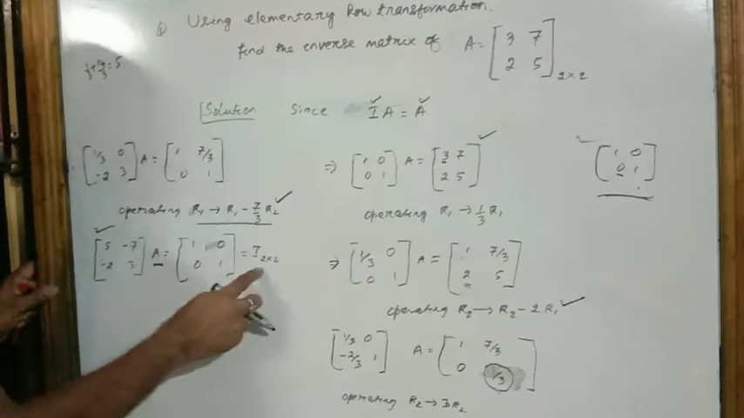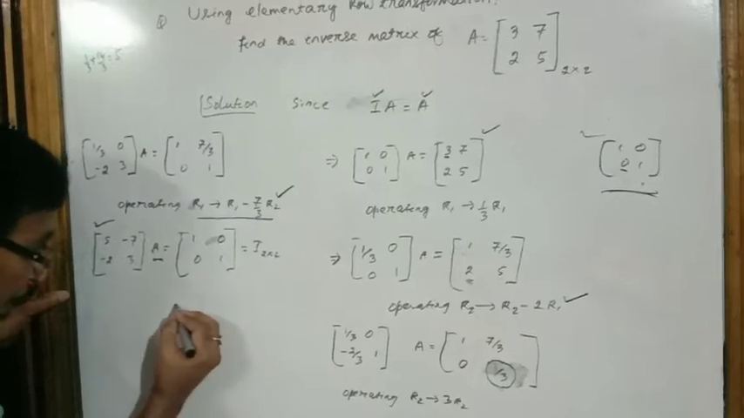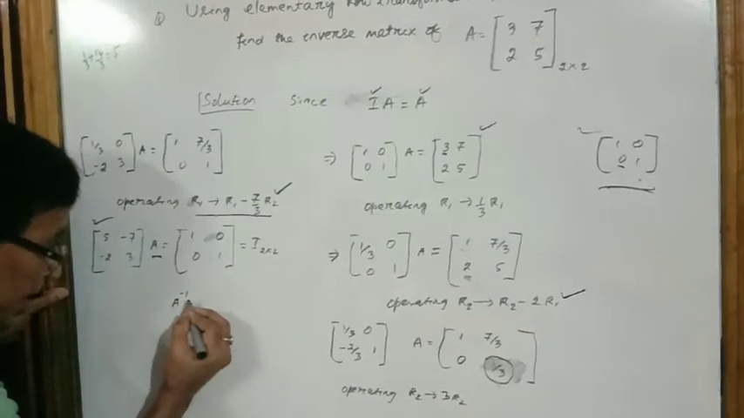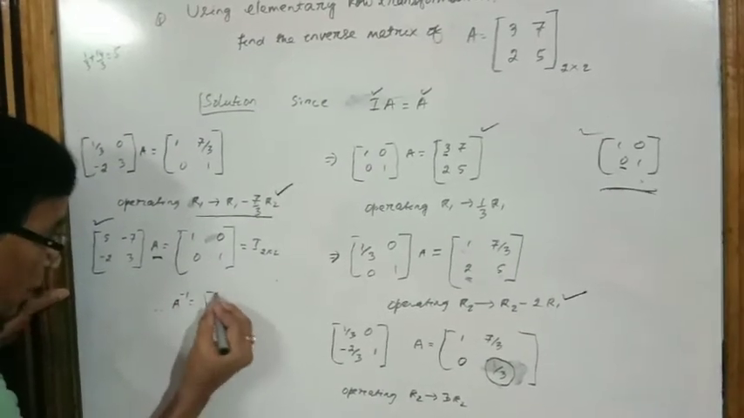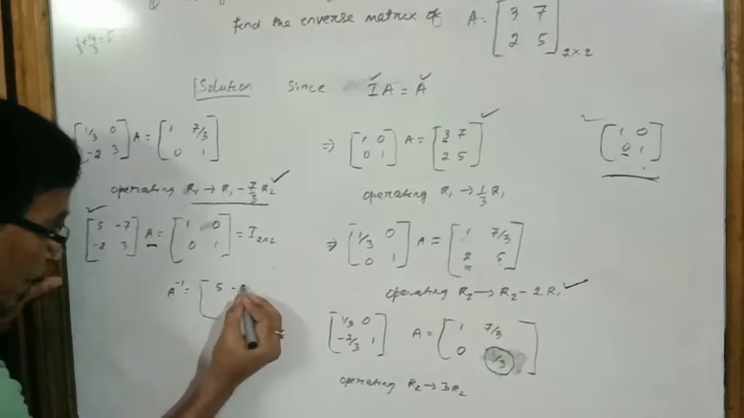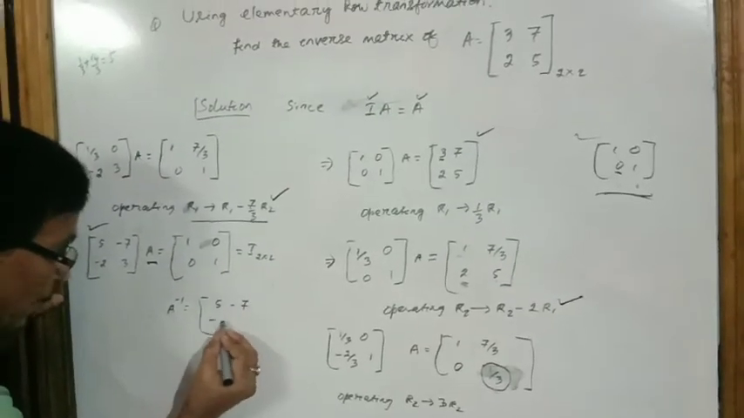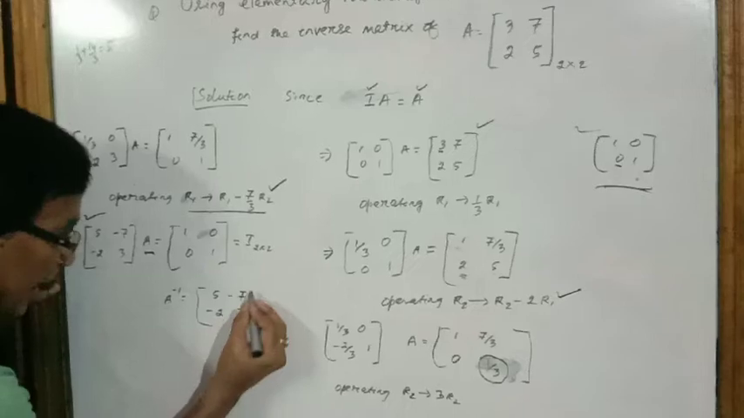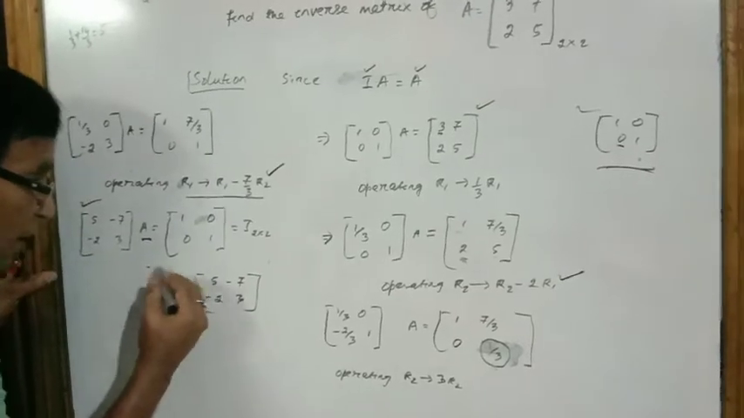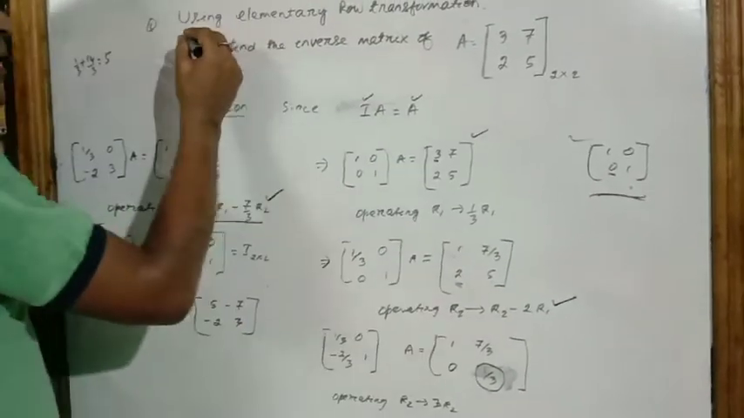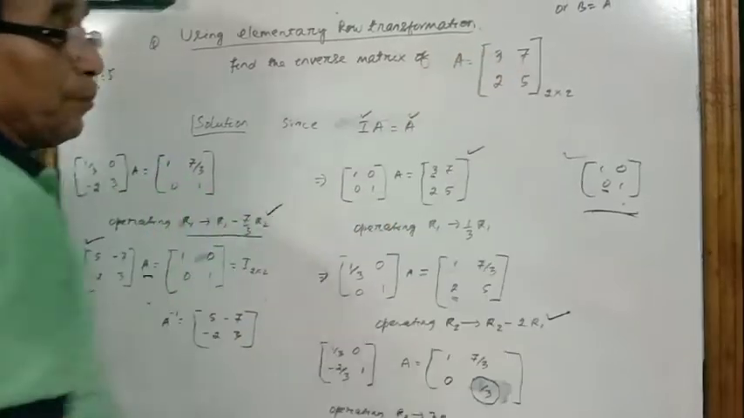B into A is equal to I, so that we can say that the inverse matrix of A is nothing but equal to 5, minus 7, minus 2, 3. It is the inverse matrix of A using elementary row operation.